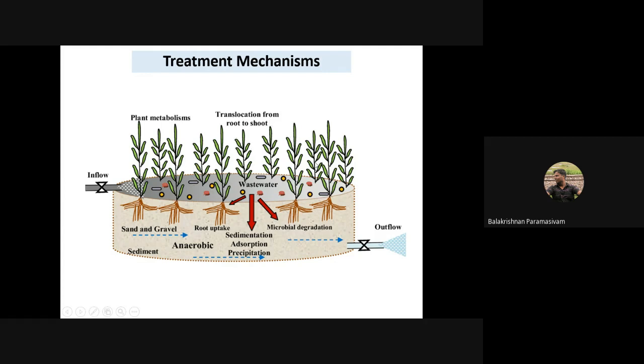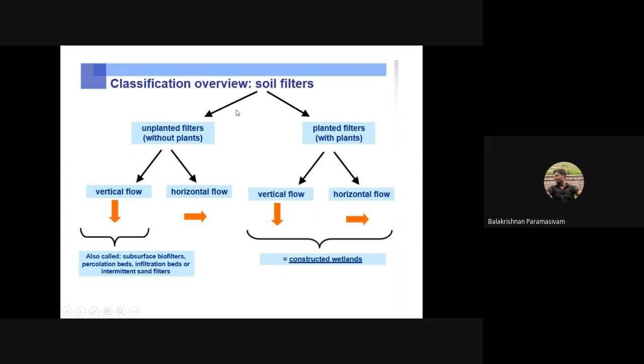But we are artificially man-making this system. Okay, then classification. One, we can classify into unplanted filters. Without plants, mainly vertical and horizontal. Vertical means top to bottom. Horizontal means water, sewage, will flow in the horizontal direction.